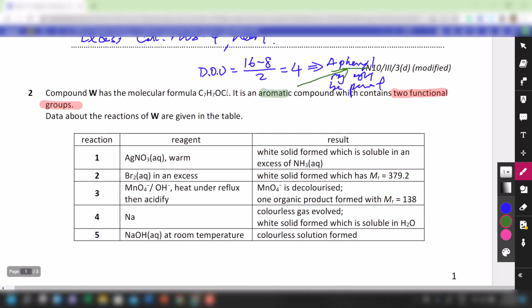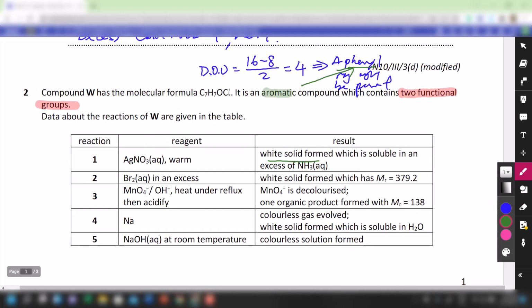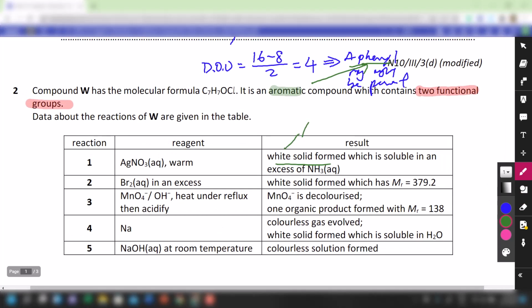So the first thing is reaction number 1. Aqueous silver nitrate is added, warm, we get a white solid. In this case, I expect the white solid to be silver chloride. It is quite obvious from here because number 1, a white solid is formed, and then after that it is soluble in excess aqueous ammonia. So if you take a look at the second last page of the data booklet, that is an indication of the precipitate silver chloride.